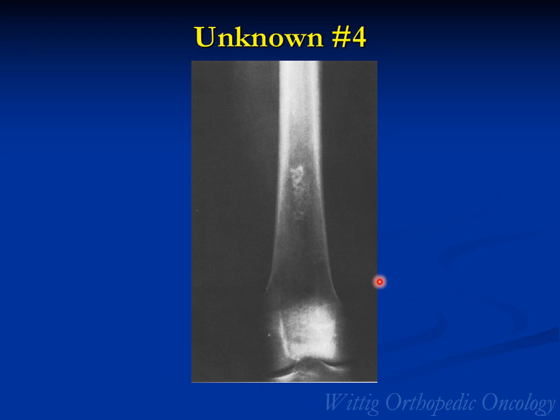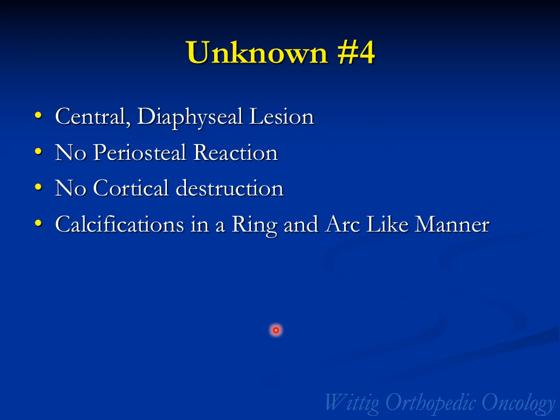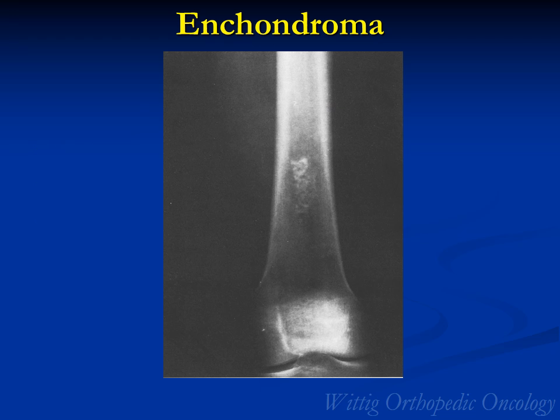It's unknown number 4. This is an X-plane radiograph. Notice the lesion in the center of the bone, calcifications. This is a central diaphyseal lesion. There's no periosteal reaction, no cortical destruction, and there's calcifications in a ring and arc-like manner. It's an Enchondroma.